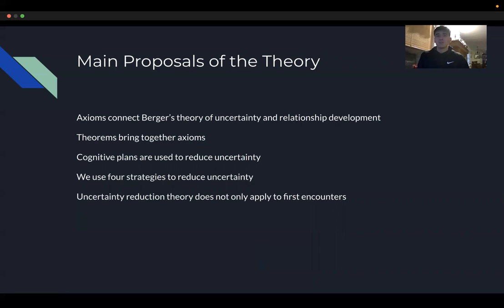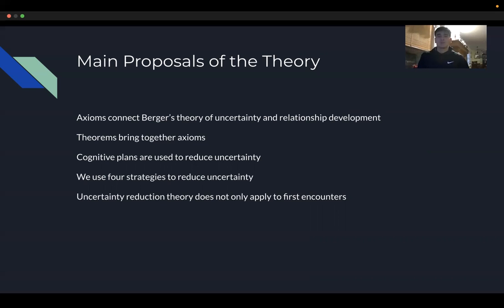And then another proposal is that we use cognitive plans whenever we talk to someone or meet someone. We plan ahead of time what we're going to say and how we're going to interact with them. And we just use these cognitive plans whenever we talk with others. And then another proposal is that we use the four strategies to gain information about others, which are the passive, active, interactive, and extractive strategies.